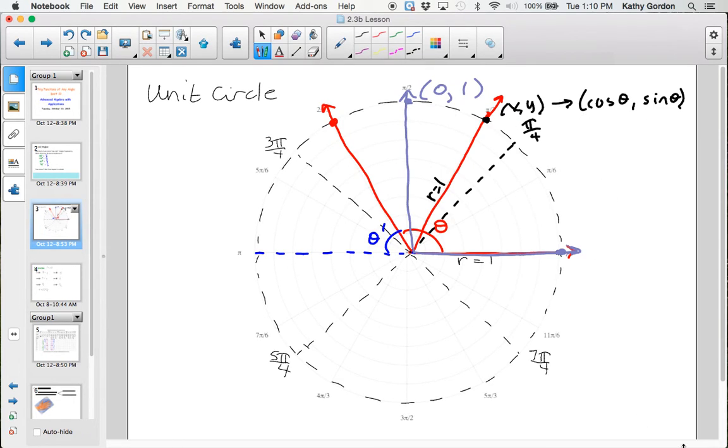So remember, we just made this connection. Because r is now 1, we can now say x and cosine are the same. They're equivalent. Y and sine are the same. They're equivalent. So if I know the x and the y of this point, I know the cosine and the sine, respectively. So the cosine would have to be the 0, and the sine would have to be the 1.